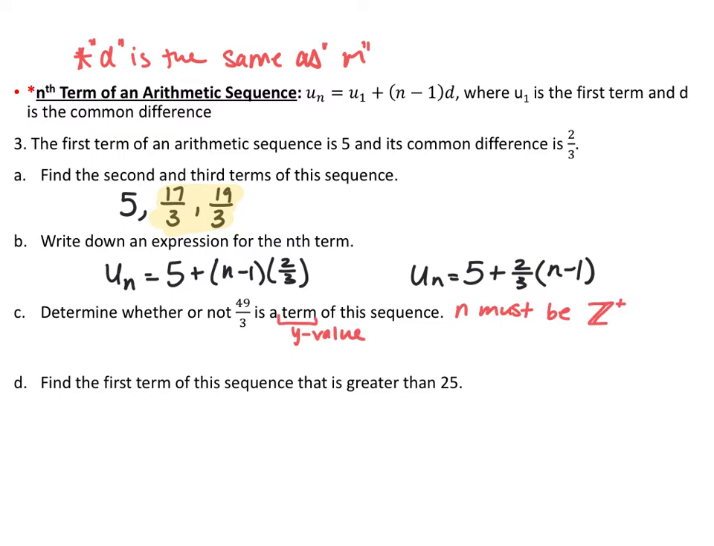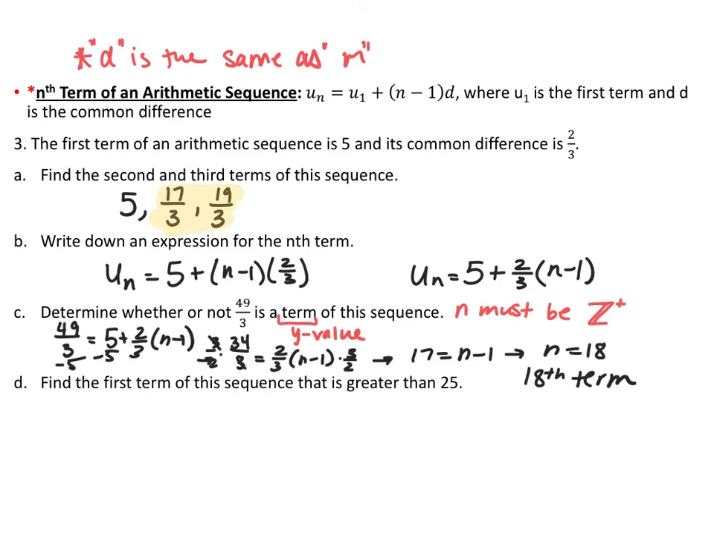So for part C, we want to determine whether or not 49/3 is a term of this sequence. So a term is a y value. So basically, if we plug this in for y, will this actually work? And the way we know whether or not it works is our n value must be a positive integer. So it must be 1, 2, 3, 4 on forever. It can't be a decimal, it can't be a fraction, it can't be negative. So go ahead and plug 49/3 in for u sub n and figure out whether or not this works.